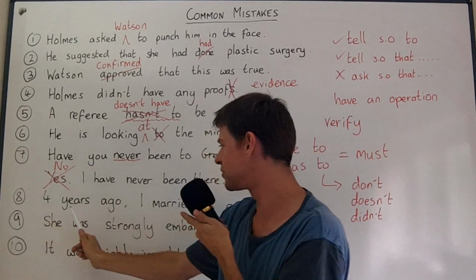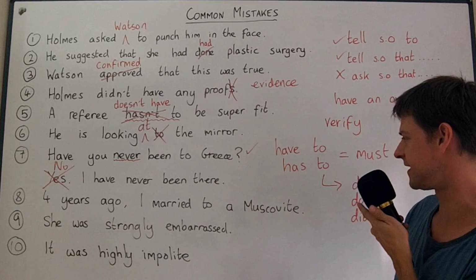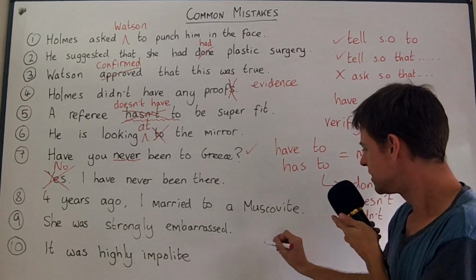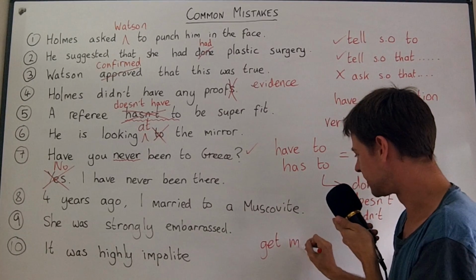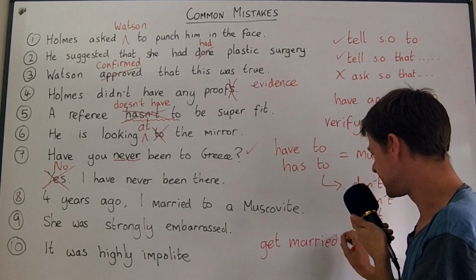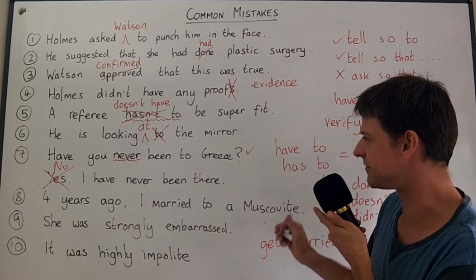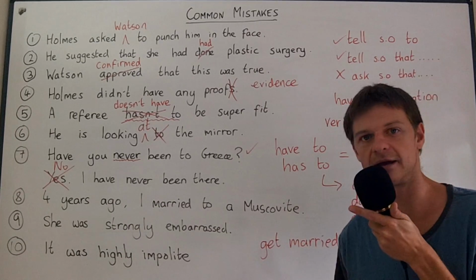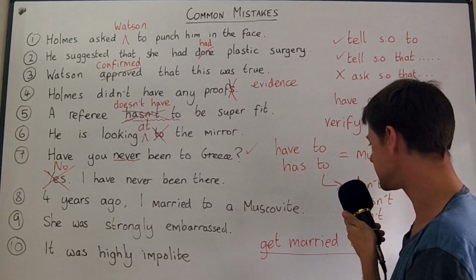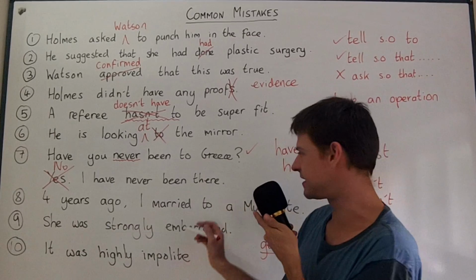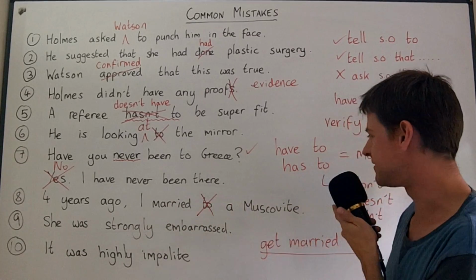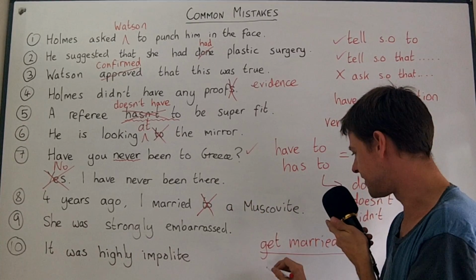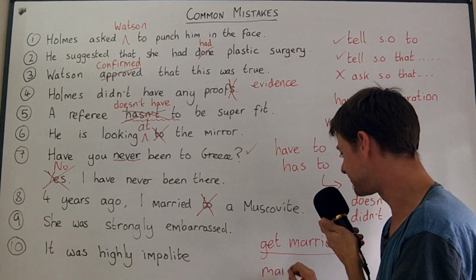Okay, number 8. 4 years ago, I married to a Muscovite. This is a difficulty with marry, because you get married to someone. Get married. She could have said 4 years ago I got married to a Muscovite, and it would have been correct. Yeah, if you get married, then you get married to. But if you just marry, then 4 years ago I married a Muscovite. No preposition.